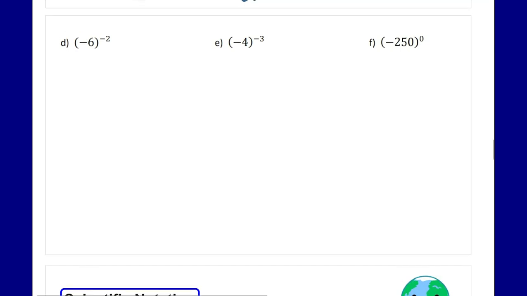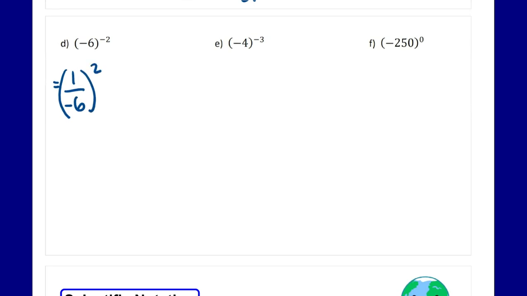We have 3 more examples. I'm going to go through the first one just because it's a negative base, and then I'm going to let you try the last 2 on your own. So -6 raised to the power of -2. Negative exponent means we flip our base, right, the reciprocal. So 1 over -6 raised to now the power of +2. So this becomes 1 to the power of 2 over -6 to the power of 2. One thing to keep in mind, we have the brackets. So we don't want to forget the brackets.